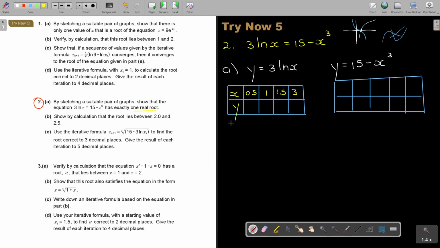So again, just press in your calculator. It's 3 ln 0.5. That's what I do. I just showed you the first one. And make it to one decimal place. So it's negative 2.1. And then as soon as I put 1, I'm going to get 0. Then 3 times ln 1.5 equals, and that's 1.2.